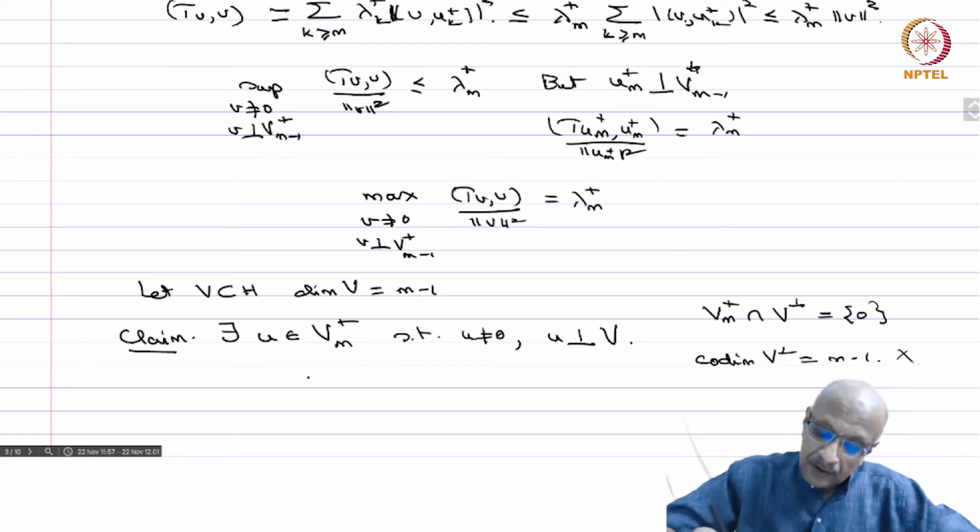Or the other way, if you want to look at it, is that u is in the m dimensional space. So u can be written as sigma alpha_i u_i^+, i equals 1 to m.